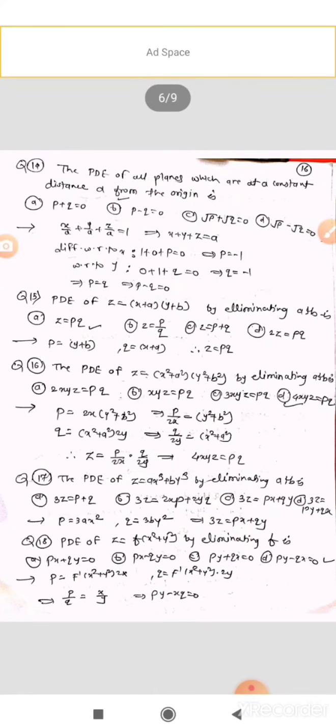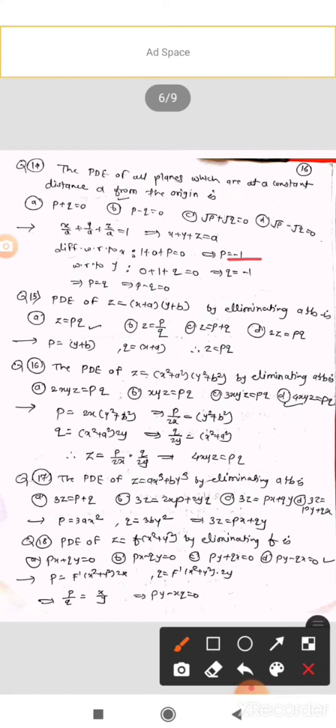In the same way, we solve question number 14. The partial differential equation of all planes which are at a constant distance from the origin, having equation x upon a plus y upon a plus z upon a equals 1. Again we have to eliminate a, therefore we differentiate with respect to x, then we obtain p equals minus 1, differentiate with respect to y, q equals minus 1, that is p and q are the same, hence p equals q, that is p minus q equals 0. Now the next equation, z is equal to (x plus a) into (y plus b), we have to eliminate a and b.